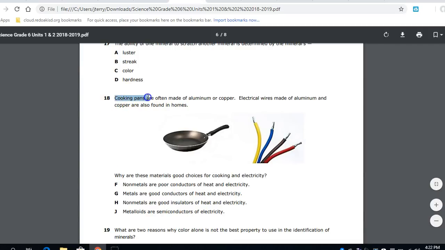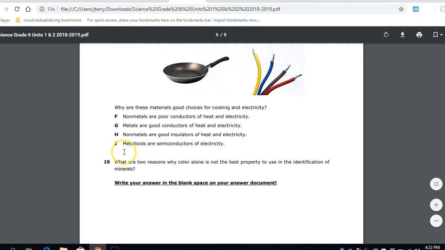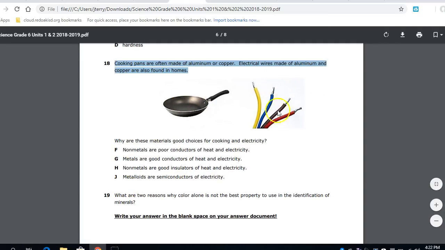Number 18, cooking pans are often made of aluminum or copper. Electrical wires are made of aluminum and copper, and are also found in homes. We have our metal pan and we have our wires with some copper wire in there. The question is, why are these materials good choices for cooking and electricity? Is it F, nonmetals are poor conductors of heat and electricity? Is it G, because metals are good conductors of heat and electricity? Is it H, nonmetals are good insulators of heat and electricity? Or J, metalloids are semiconductors of electricity?